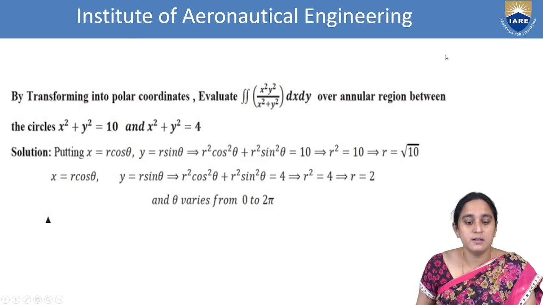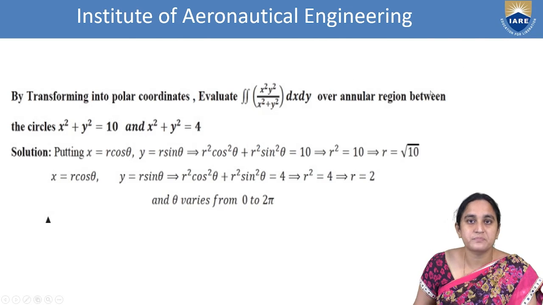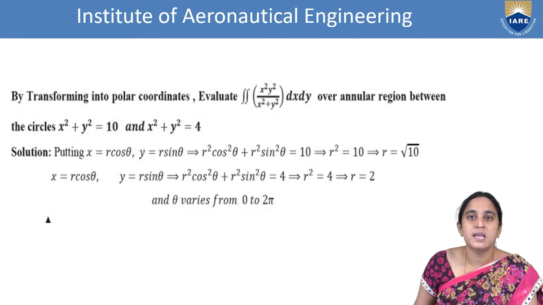Then the first question: by transforming into polar coordinates, evaluate the double integral of x square y square by x square plus y square, dx dy, over the annular region between the circles x square plus y square is equal to 10 and x square plus y square is equal to 4.